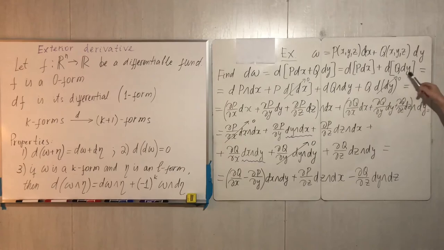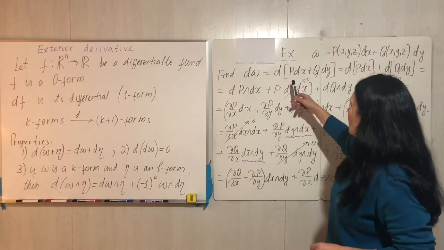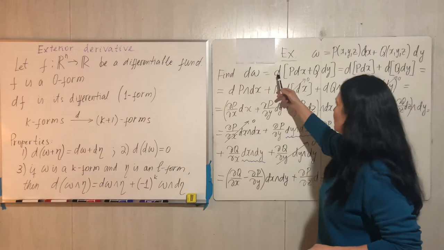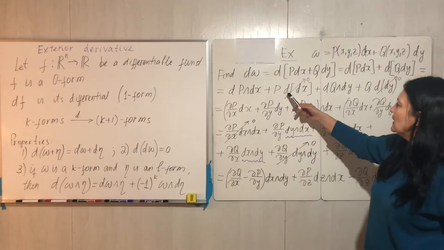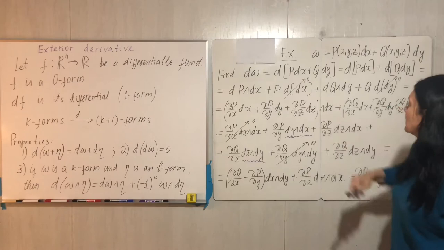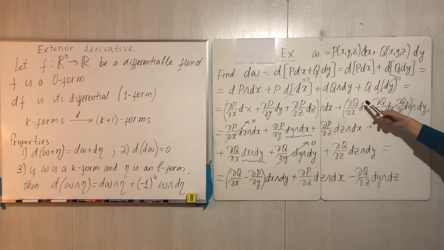And then we compute. Here we use the product rule, right? So we first apply d, wedge dx, plus p, and then when we compute d of dx, since we apply d twice, it will be just zero. And here we have dq wedge dy plus q, and again d dy will be zero.